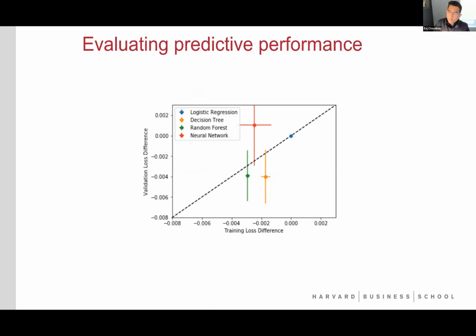How do we evaluate the performance of these algorithms? We have developed a model. How do we know it's a good model? It's a very simple exercise. You compute the loss function for each algorithm for both the training data and the cross-validation data. And then you plot the loss of the training and the cross-validation for the different algorithms that you've used. And this is a simple way to plot the loss functions.